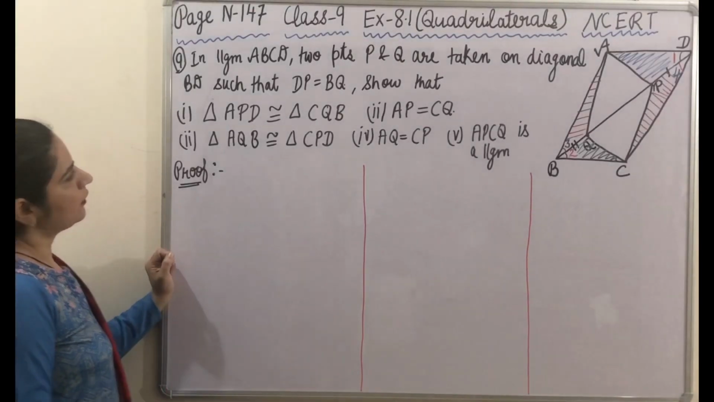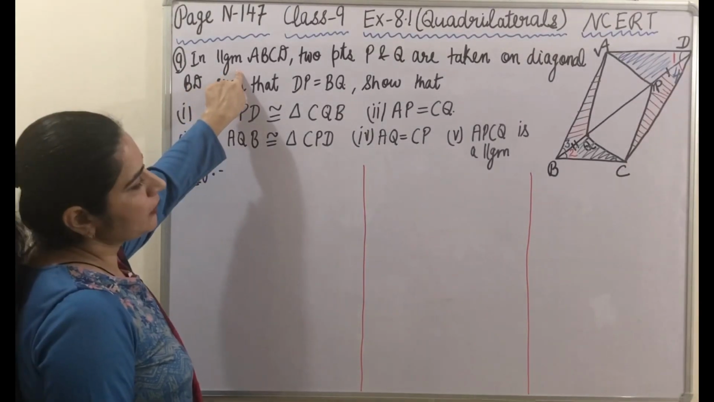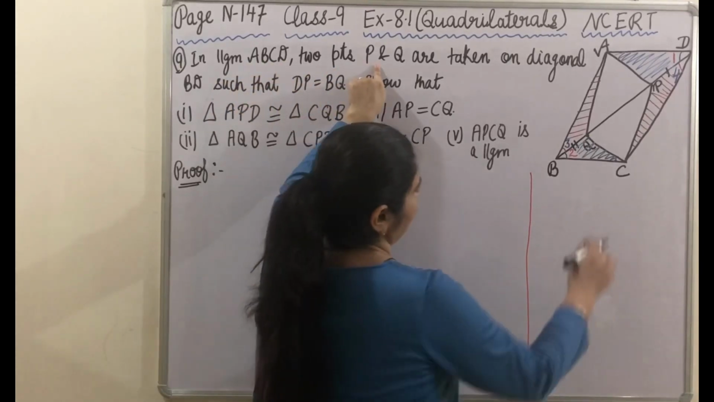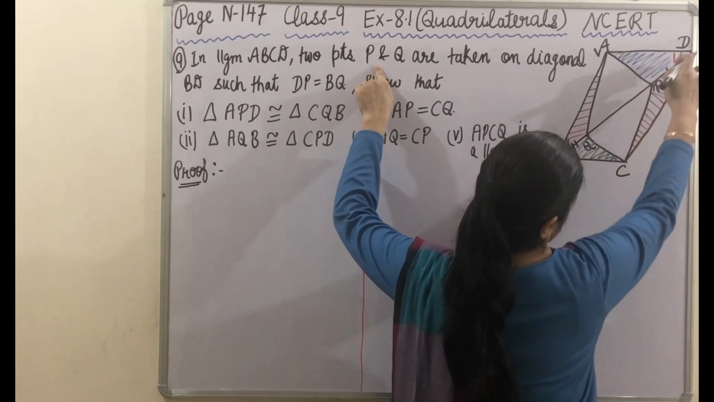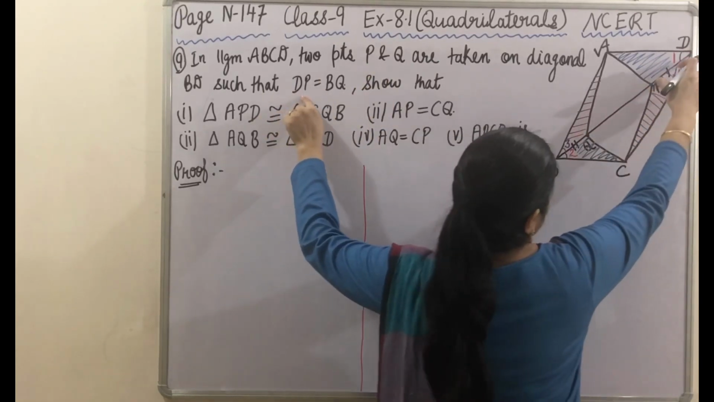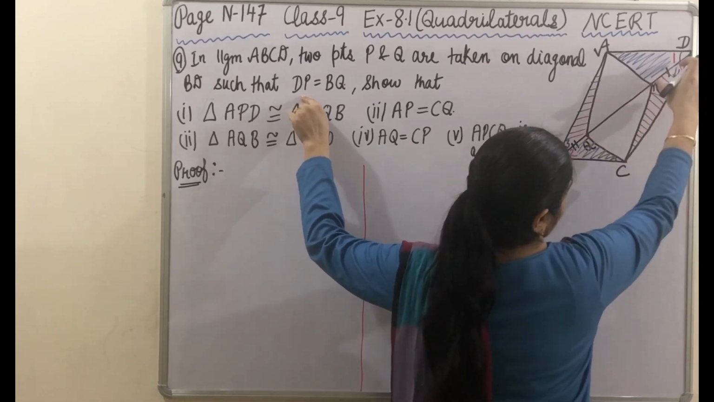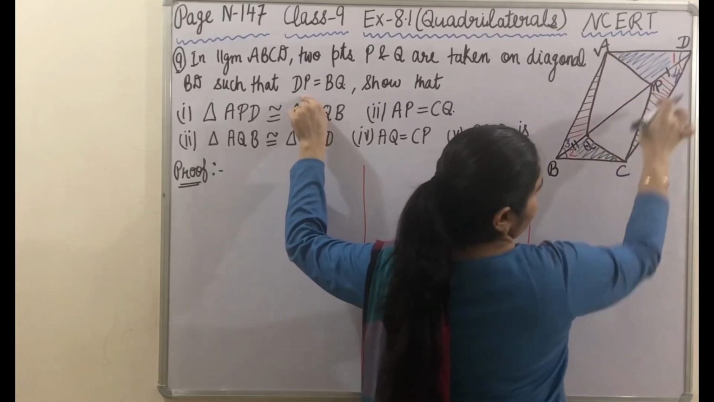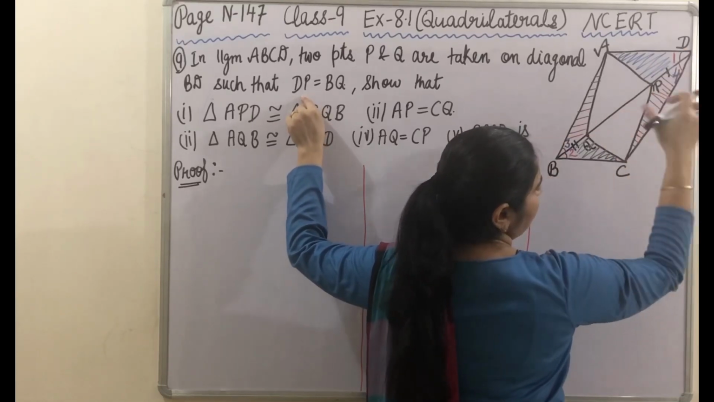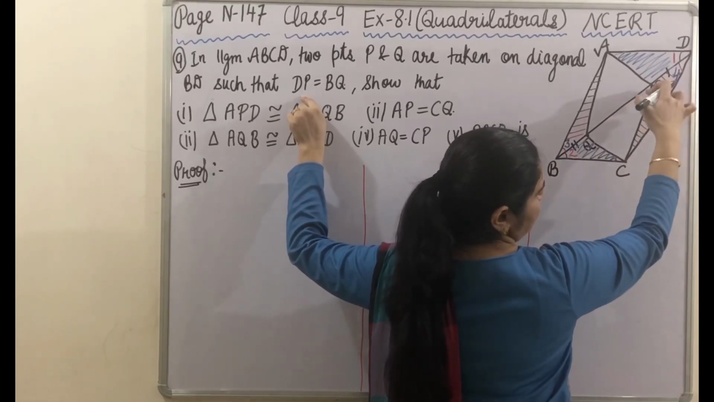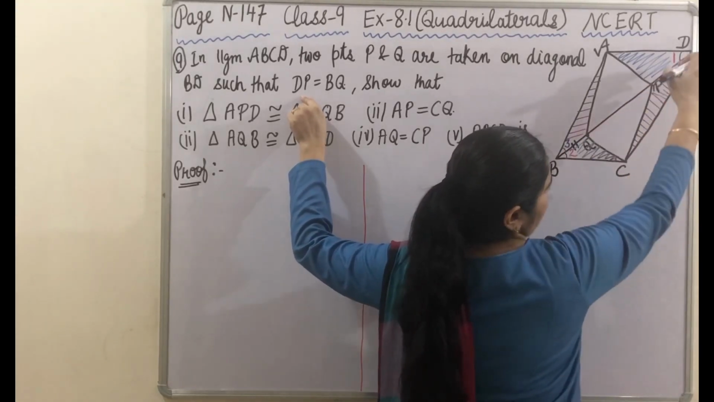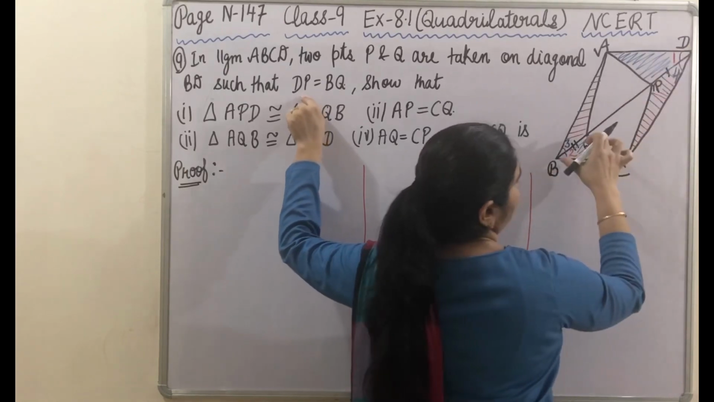In question number 9, a parallelogram ABCD is given, where 2 points P and Q are taken on the diagonal BD such that DP is equal to BQ. This is the given condition. A parallelogram ABCD is given, one diagonal BD is given, 2 points P and Q are taken on the diagonal BD such that PD and BQ are equal.